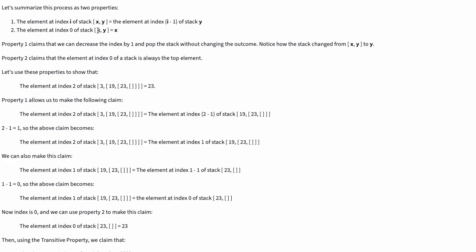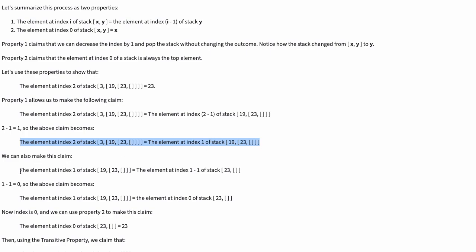Let's use these properties to show that the element at index 2 of stack 3, 19, 23 is equal to 23. Property 1 allows us to claim that the element at index 2 of stack 3, 19, 23 is equal to the element at index 2 minus 1 of stack 19, 23. 2 minus 1 equals 1, so the above claim becomes the element at index 2 of stack 3, 19, 23 is equal to the element at index 1 of stack 19, 23.